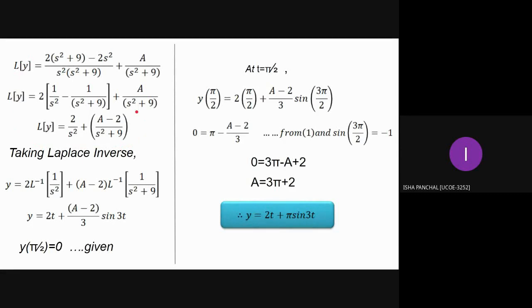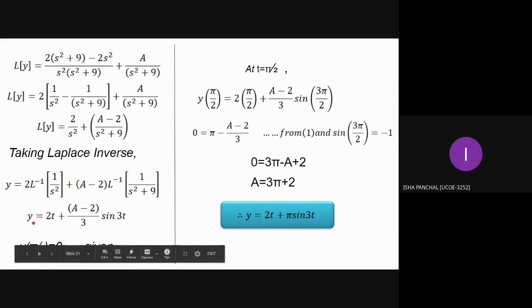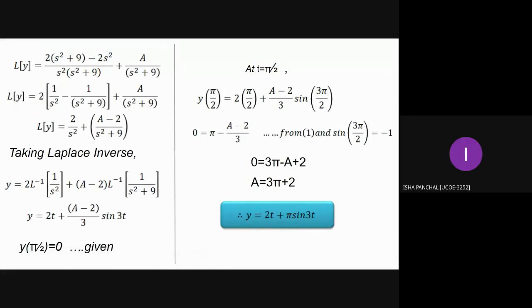Now taking inverse Laplace, we get y is 2 times Laplace inverse of 1 upon s squared plus a minus 2. Since a minus 2 is constant, we take it outside and we get a minus 2 into Laplace inverse of 1 upon s squared plus 9. These are standard formulas, so we get y is 2t plus (a minus 2) upon 3 into sine 3t.